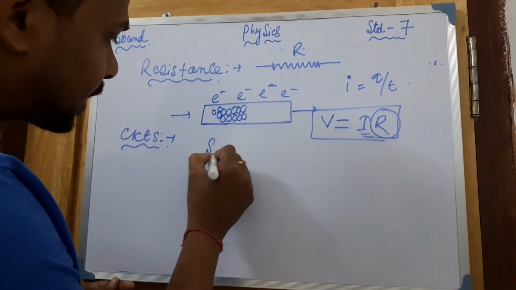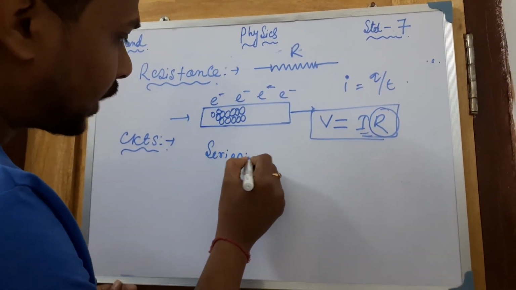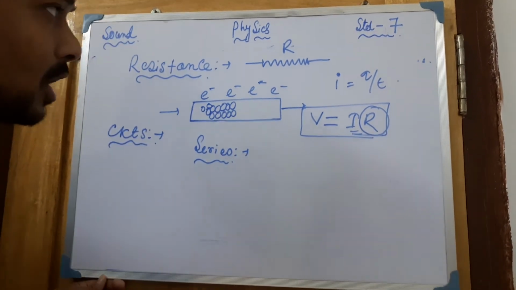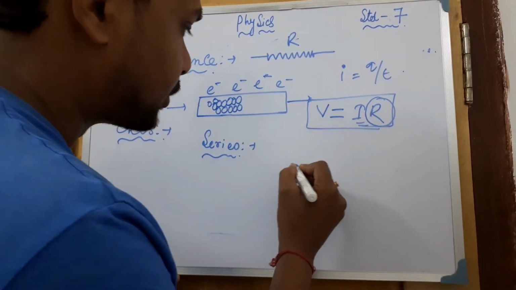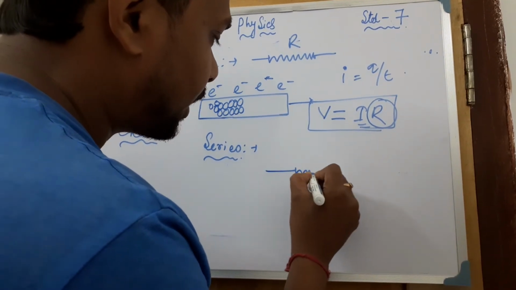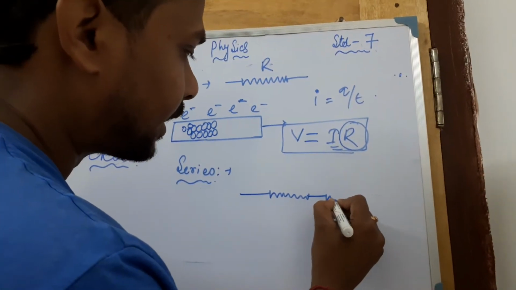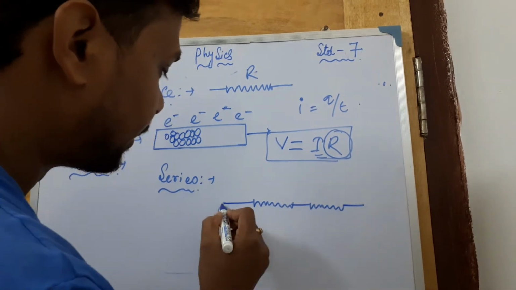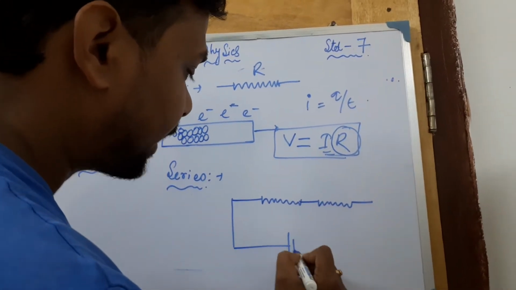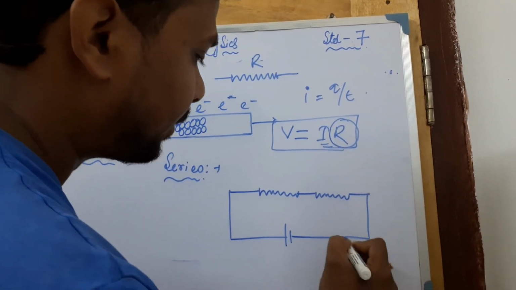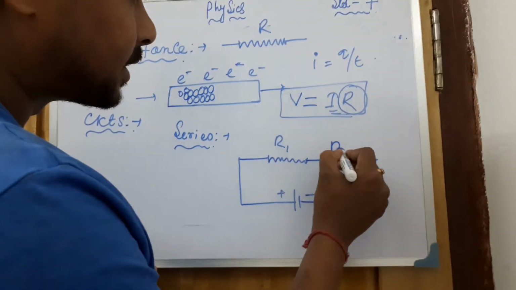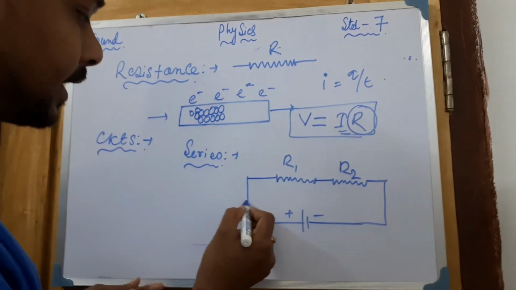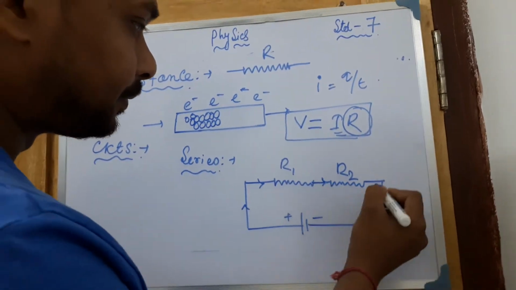Now the circuit. Two types of circuits are there. One is the series circuit. Look here in this particular diagram: one resistance is here and another resistance is here, and they are connected by a cell or by a battery. Suppose this one is the R1 resistance and this is the R2 resistance. Current is passing in this way.